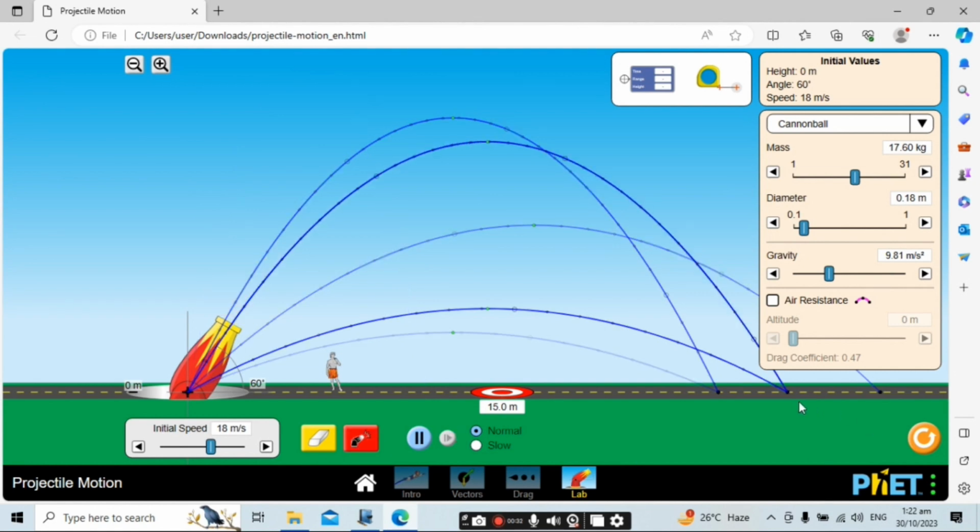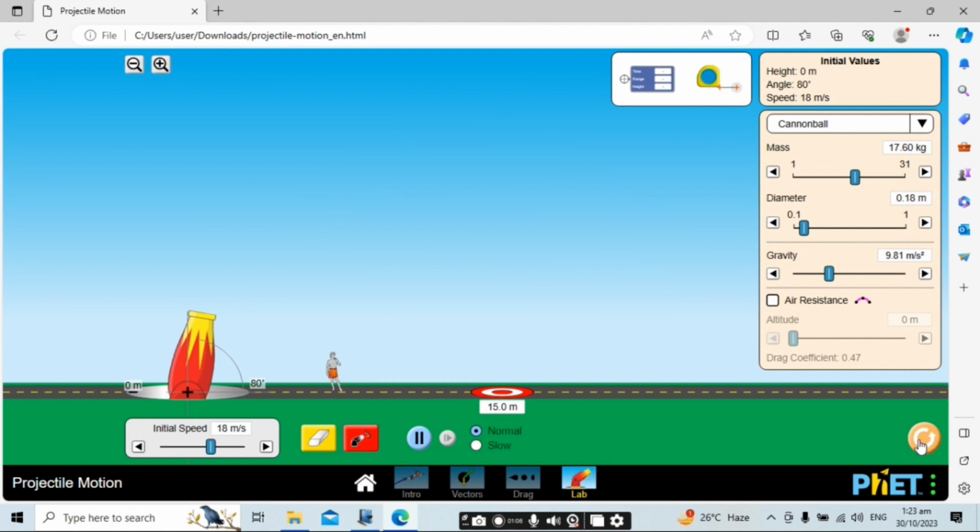Hindi naman siya babagsak. Boom! Dito rin. Kung saan bumagsak yung 30 degrees, dun din babagsak yung 60 degrees. So, ibig sabihin, complementary angles will result to say equal range, or they will cover equal range in that case. And the maximum range is attained at an angle of, kita nyo kanina, 45 degrees. Very good. Okay? So, yun yung FET application.